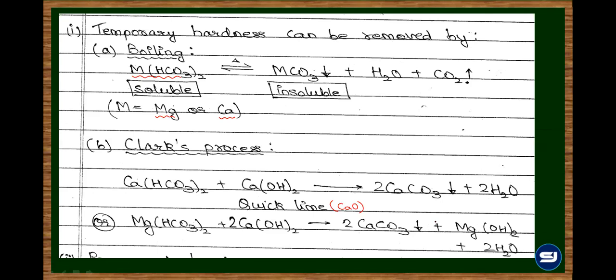So questions could directly come that temporary hardness is removed by boiling and Clark's process. And Clark's process uses what reagent? It's calcium hydroxide or milk of lime or aqueous quicklime.